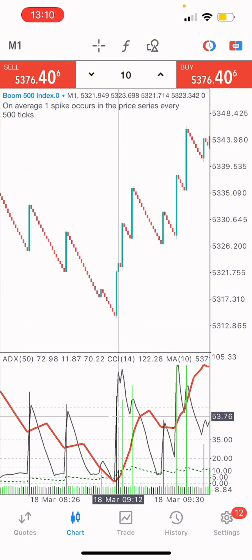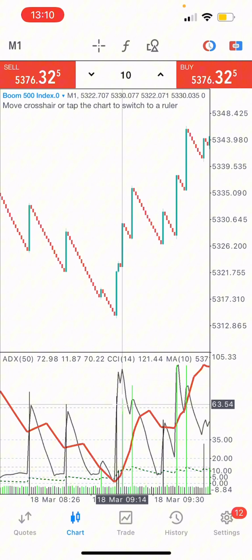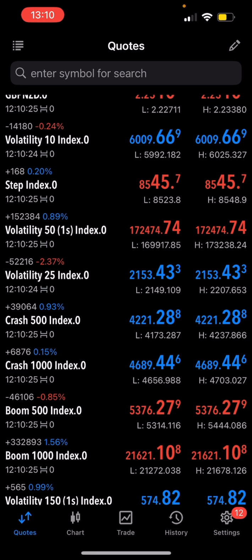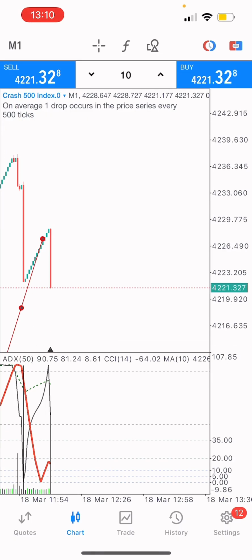If it gives me a black bar, I'll wait for another spike. If it gives me green, I'll close my trade. Note that these black and green bars only work for Boom 500 and Crash 500. Is that okay, guys? So let's see if Crash 500 index gives us another opportunity.